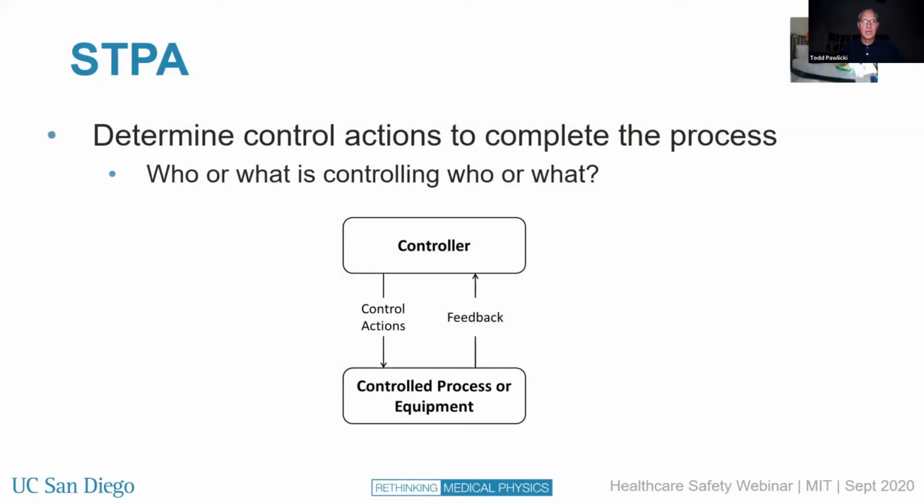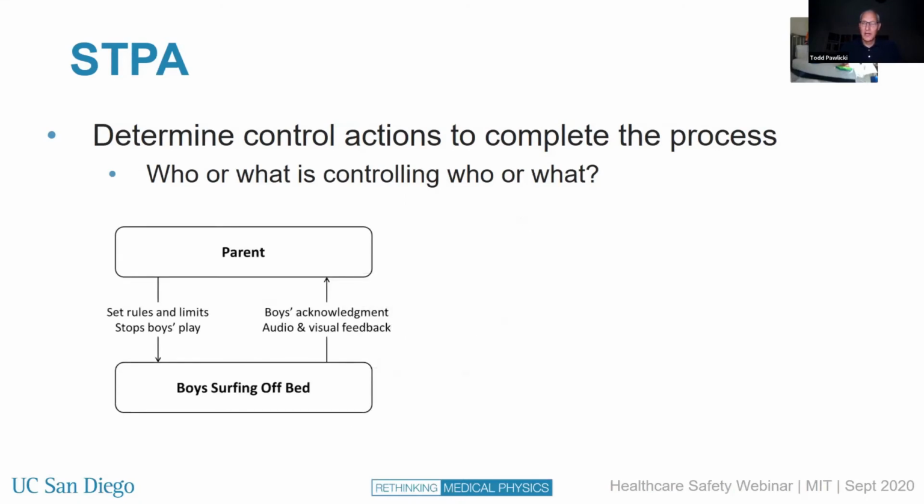So the next step in an STPA is determine control actions for the control loops that you're developing. So who or what is controlling who or what? And we're going to look at the parent as a controller. So the parent sets rules and limits for the boys. Another control action for the parent is to stop the boys' play if it gets too out of hand. And then there's feedback coming back to that parent, whether the boys acknowledge the rules and limits or the audio visual feedback that the parent is getting about the boys' play.